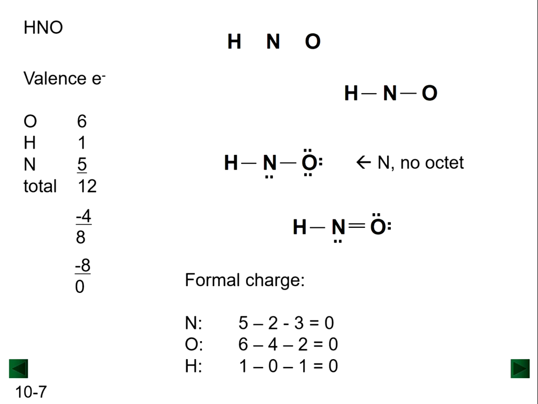And we can go through and calculate formal charge. For the nitrogen atom, we have the 5 valence electrons on the free atom. That's 2s2, 2p3. We subtract off the 2 lone pair electrons and the 3 bonds, and that gives us a formal charge on nitrogen of 0. Oxygen, for the lower structure, has a formal charge of 0 as well. 6 free atom, 4 for the lone pair electrons, and 2 for the 2 bonds. And then the hydrogen has 1 - 0 - 1. So that's a good structure.